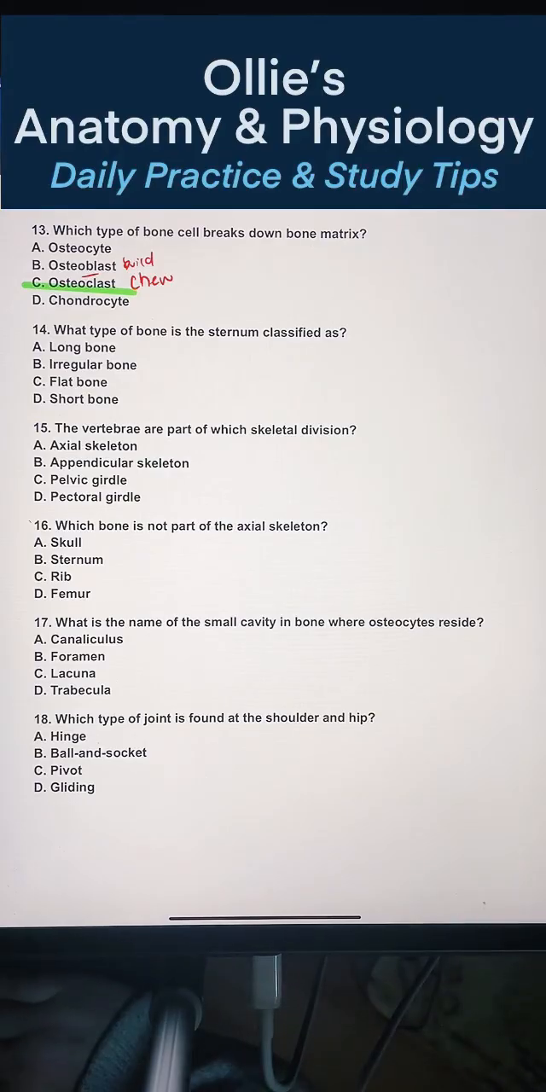Number 14, what type of bone is the sternum classified as? What type of bone is the sternum classified as?